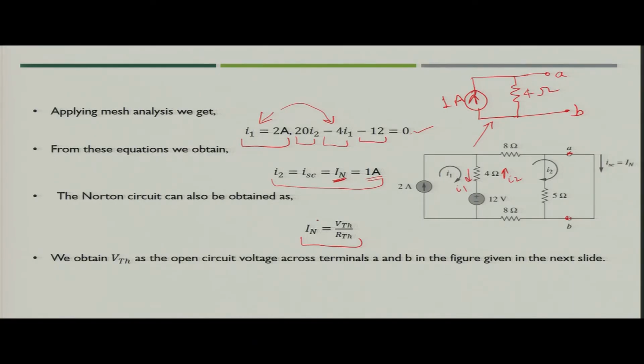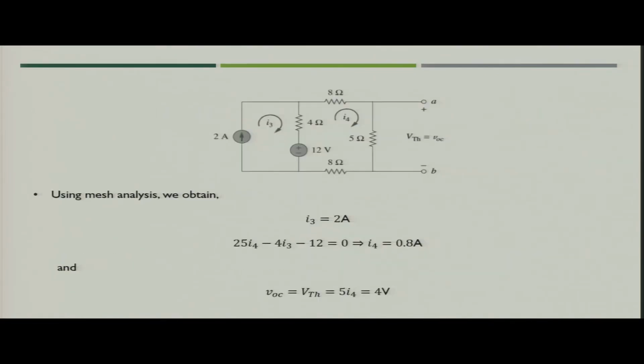What we established is that Norton's current can be calculated with the help of Thevenin's voltage divided by Thevenin resistance. So, what we have to do is utilize our knowledge of Thevenin's theorem and find out the open circuit voltage across terminal A and B. Now, if you see the figure again, we are not going to find the value of Thevenin resistance, because we know that Thevenin resistance is equal to Norton's resistance, which we obtained as 4 ohm.